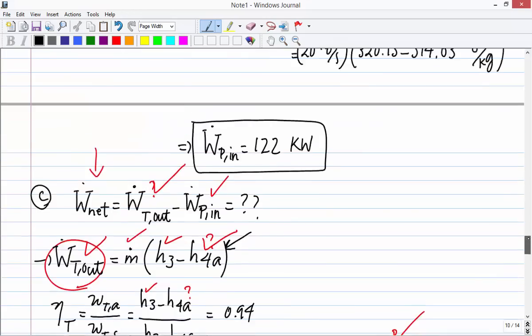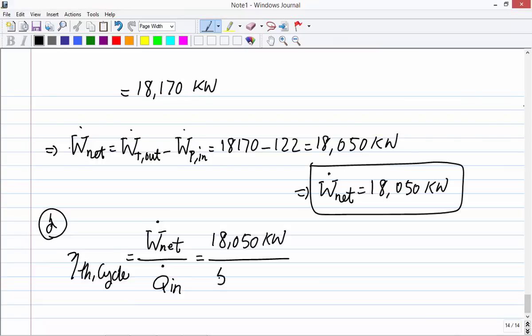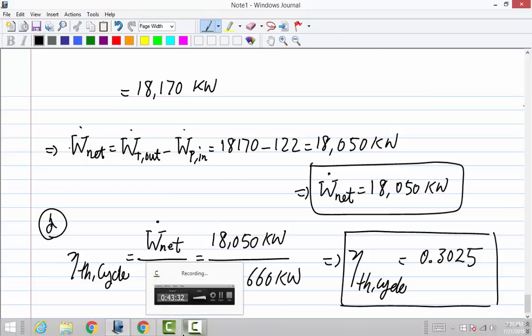Where are you? Here. Oh my god. We gave this cycle 59,660 kilowatt, and it just gives us that much? Oh my god, it sucks. 30%. That's super low, but this is the nature of the Rankine cycle. It's so super difficult to enhance the efficiency of these cycles. Thank you so much for listening to this lecture, and that's it.